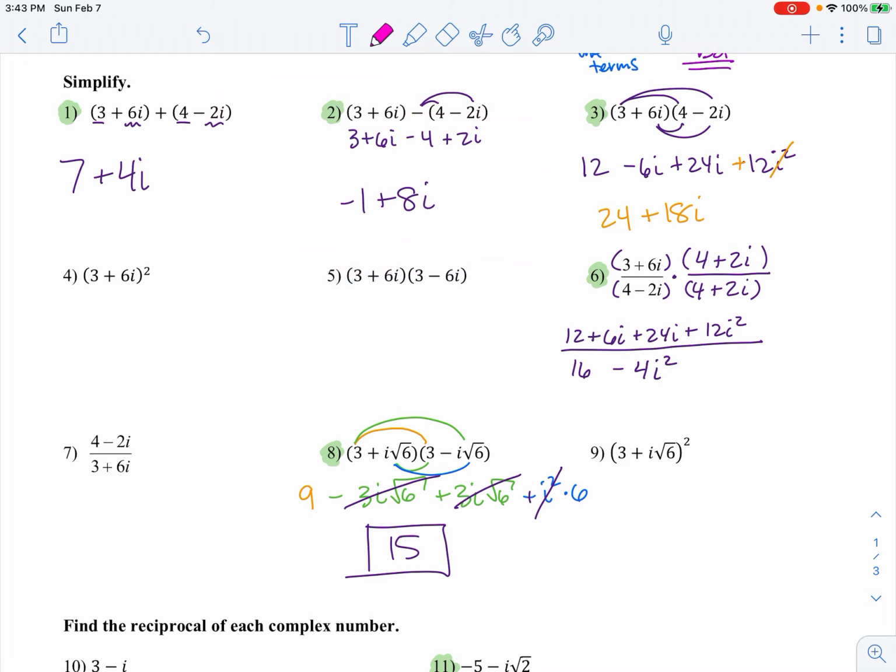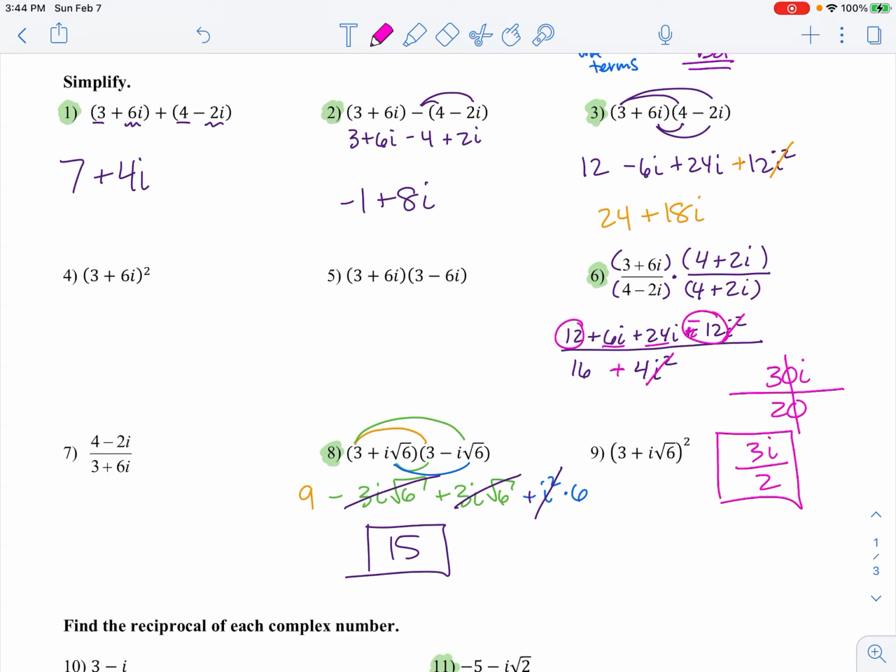Now I can do a little bit before I go ahead and simplify. i squared is going to make this a minus 12, and this i squared is going to make this a plus 4. That means I have 12 minus 12. That's going to be gone. So up in my numerator, I just have 6i and 24i, which is going to give me 30i. Down in the denominator, I'm going to have 16 plus 4, which is going to give me 20. Now I can simplify this, and I get 3i over 2, or 3/2 i, either way.